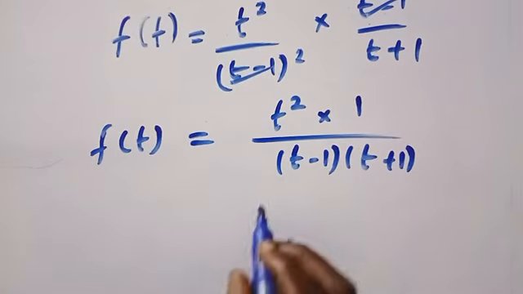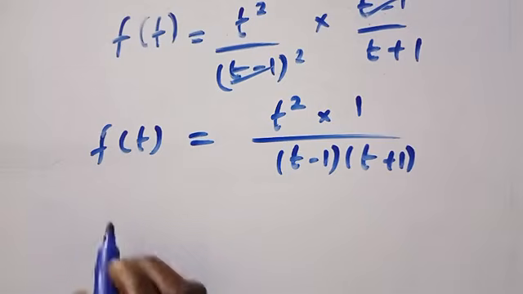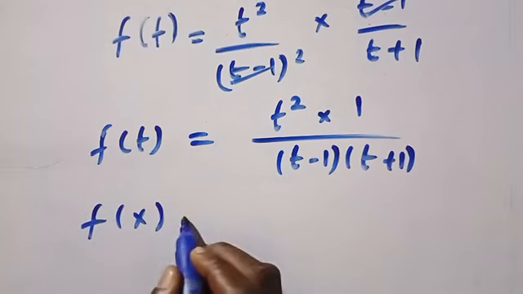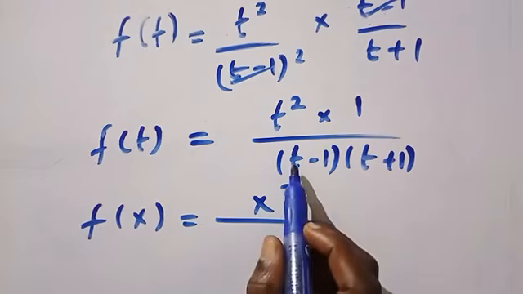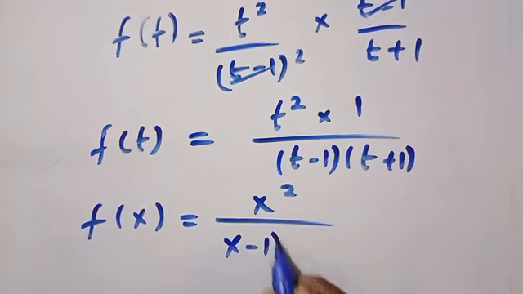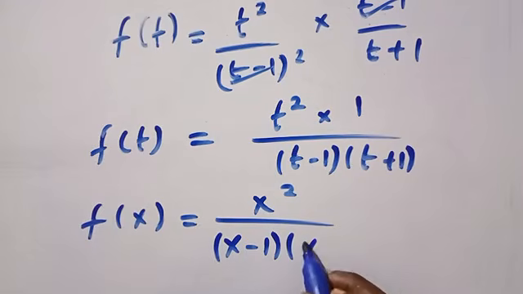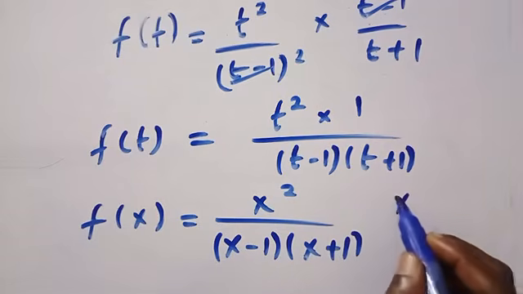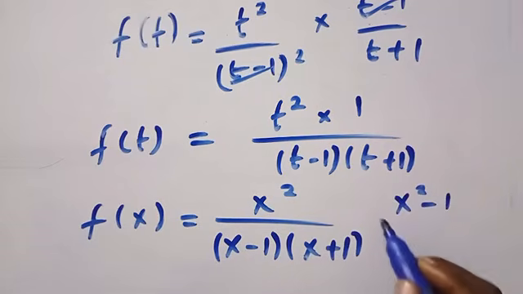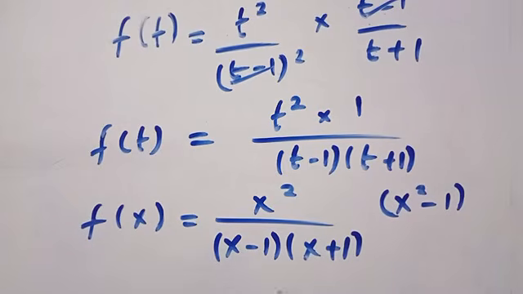Then let's change every single t to x. We have f of x equals x squared over, we have this as x minus 1, and this is x plus 1. This is the answer that we get. And if you like, you can change this x minus 1 times x plus 1 and write it as x squared minus 1. So this is still correct, because this is just like difference of two squares.